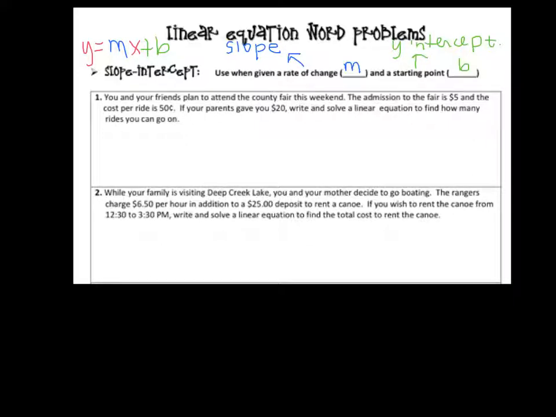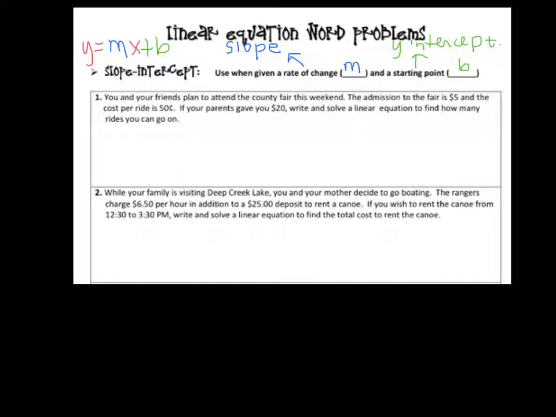And now we're going to go ahead and get into this word problem. So look at number 1. It says, you and your friends plan to attend the county fair this weekend. The admission to the fair is $5 and the cost per ride is 50 cents. If your parents gave you $20, write and solve a linear equation to find out how many rides you can go on. Okay, so there's a lot of information here that's going to be usable for us.